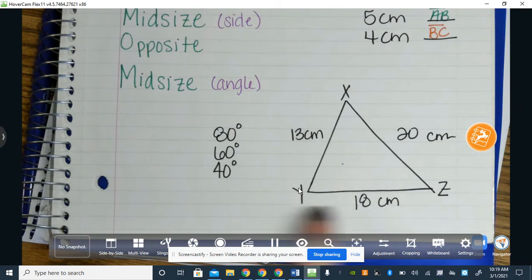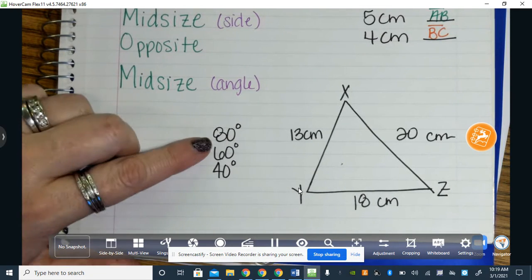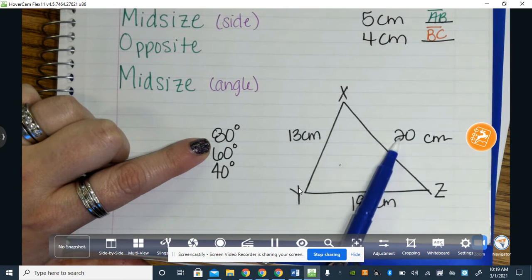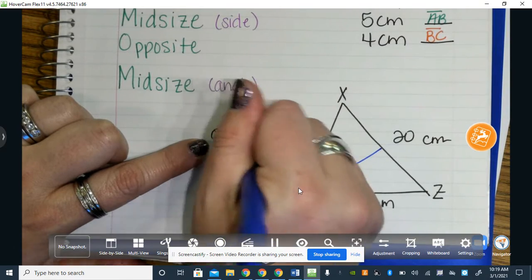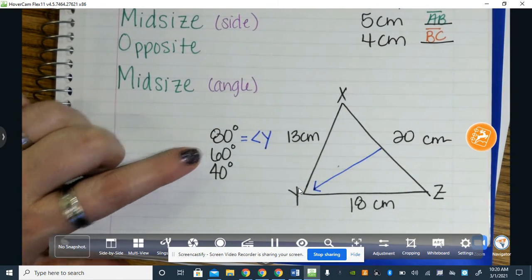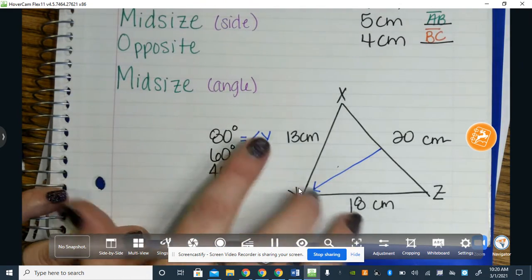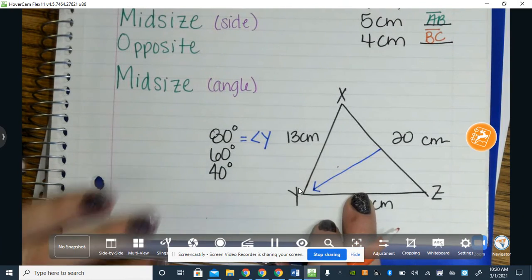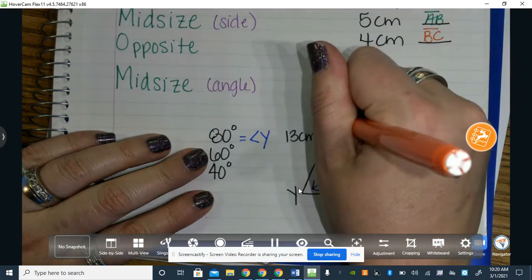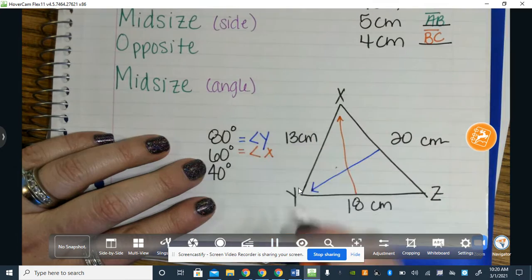So if I'm looking at where these would be, I'm going to look and see which one's my largest. Well, 80 degrees is my largest. Well, which side's my largest? Well, 20 is my largest. So I'm looking for what's opposite 20, which should be angle Y. Okay. Now let's look at 60. 60 is my mid-size. If I'm looking at these two sides, I have 18 and 13. 18 would be my middle one. So it's opposite angle X. That's where it would be, angle X.